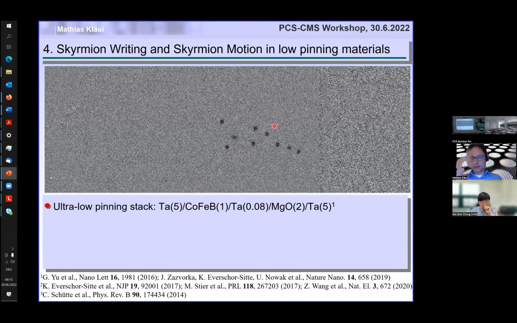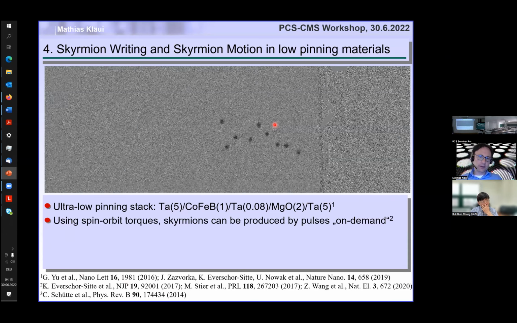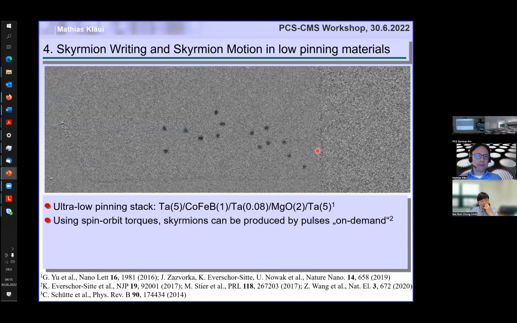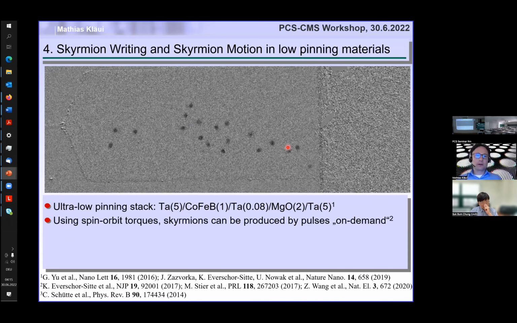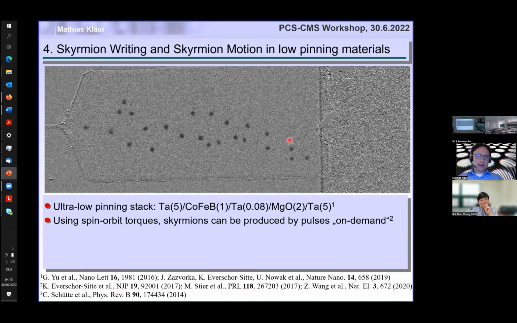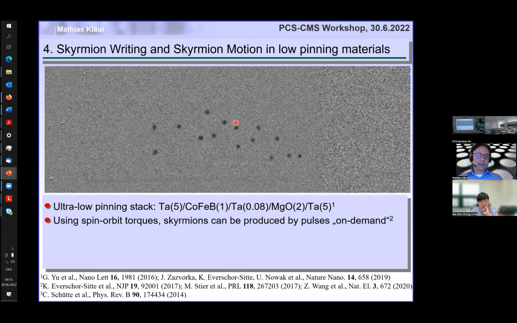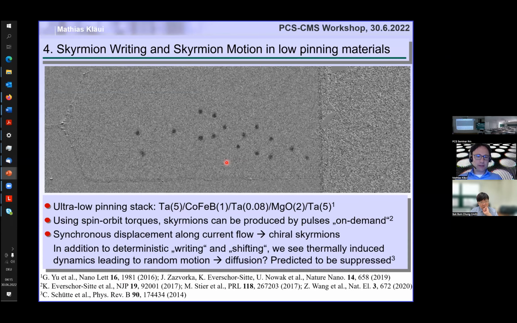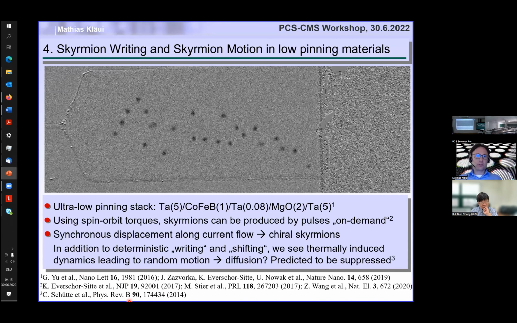And then we find that the Skyrmions, when we inject current pulses, move along the current direction at the Skyrmion Hall angle, but also we see that they wobble around. They're not only moving to the left, but they're also moving up and down, and this is some thermally excited motion. This was actually first predicted in this paper here, by Christoph Schütte, but it was actually predicted to be suppressed. And so therefore we wanted to check: is this real diffusive Skyrmion motion?